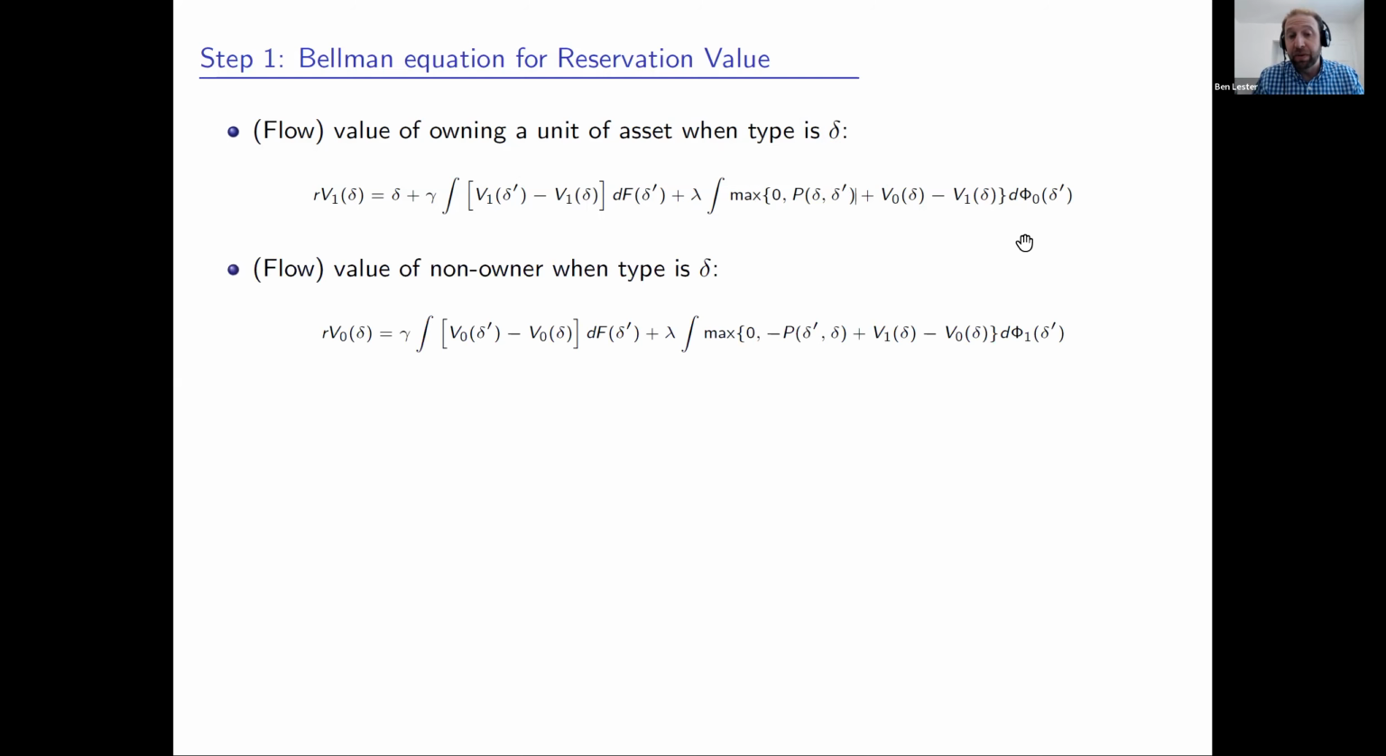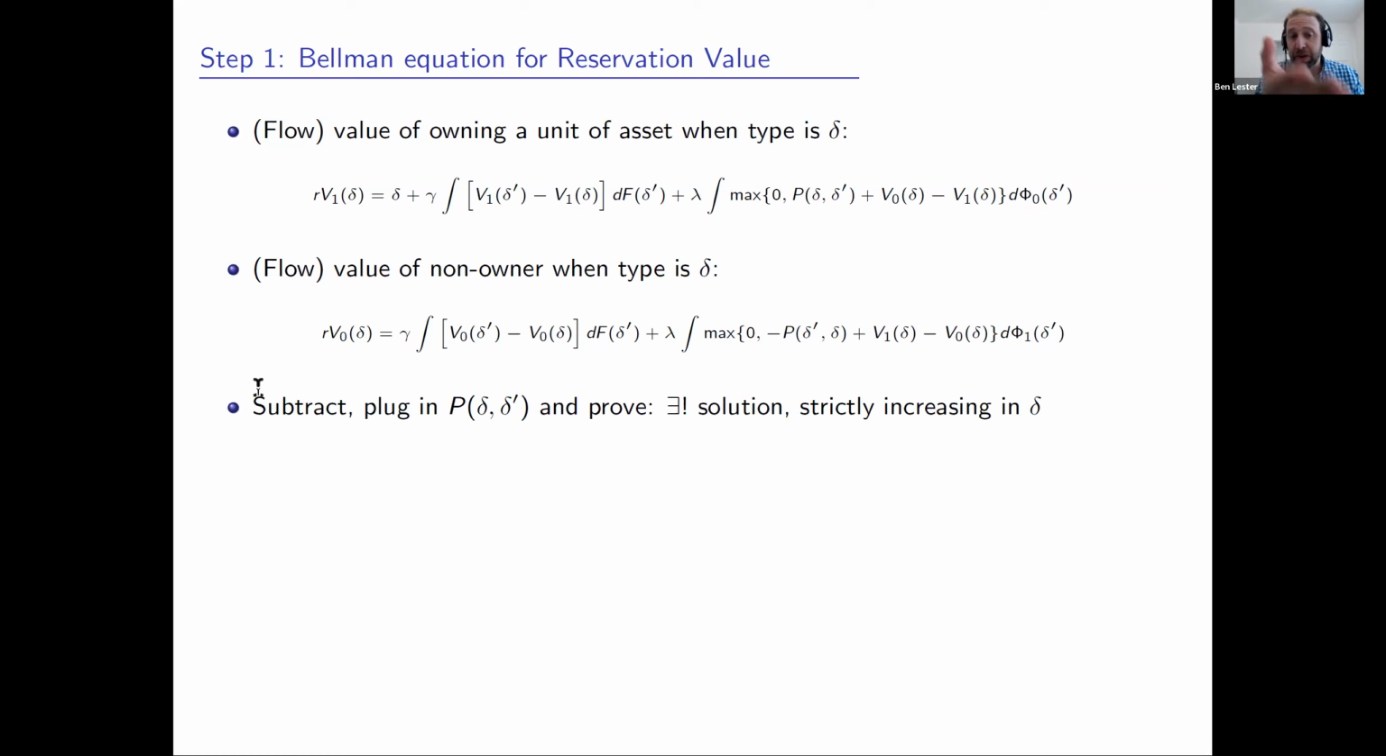The flow value for someone who owns 0 units of the asset, who we call a non-owner, is very similar. The only difference, of course, is that you don't get delta because you don't own the asset, but you could switch types. And if you meet somebody, you may pay some price to become an owner and transition out of being a non-owner. And now the relevant distribution of delta primes that you're thinking about when you're thinking about the price at which you might want to buy the asset comes from the distribution of owners in the economy.